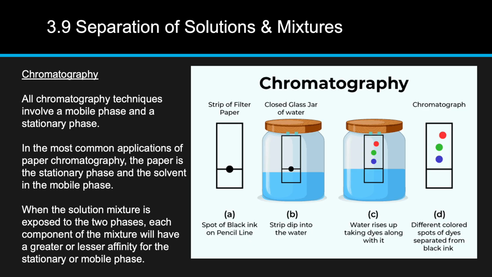All chromatography methods use two parts, a stationary phase and a mobile phase. In paper chromatography, the paper is the stationary phase and the solvent is the mobile phase. So as the solvent moves up the paper, each component of that mixture is going to interact differently. Some are going to travel further because they're more attracted to the solvent, and some are going to stay closer to the paper because they're more attracted to that stationary phase.